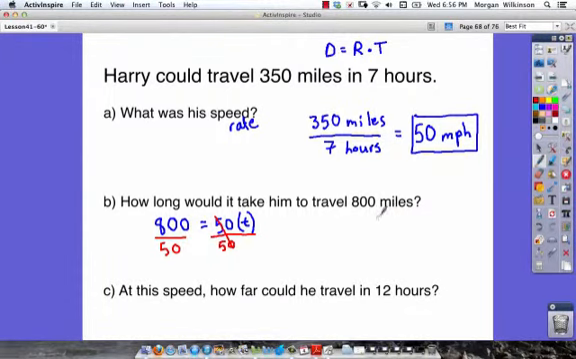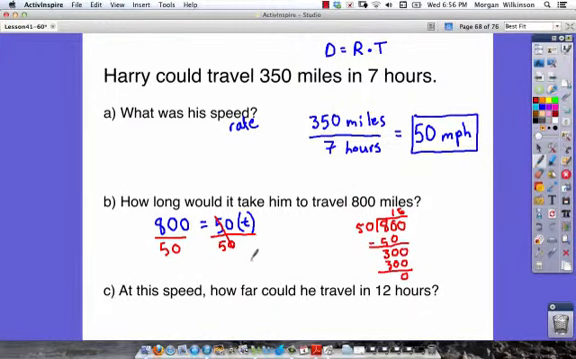Now, let's go ahead and figure out what 800 divided by 50 is. Well, 50 goes into 80 one time. We get 50. We subtract, we have 30 left over, and we're going to bring down our other 0. 50 must go into 300 6 times. So we've got 16. We have nothing left over because 6 times 50 is 300.